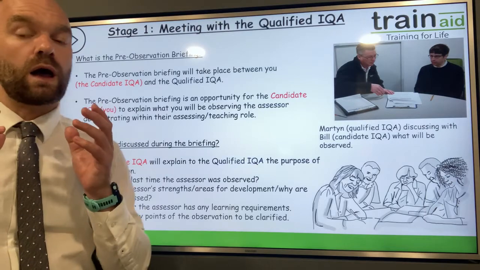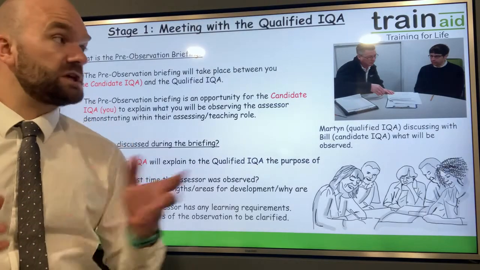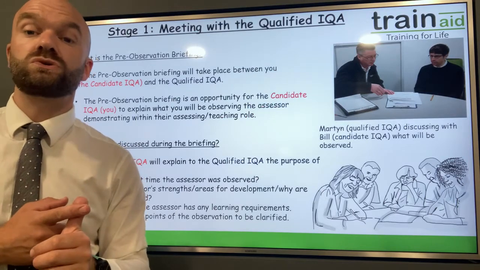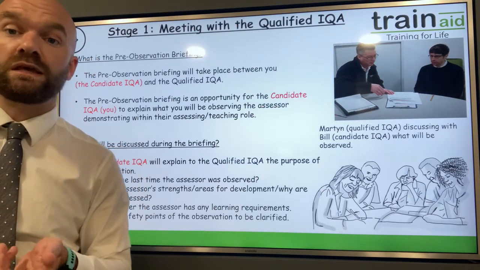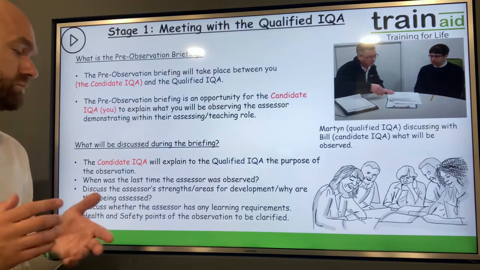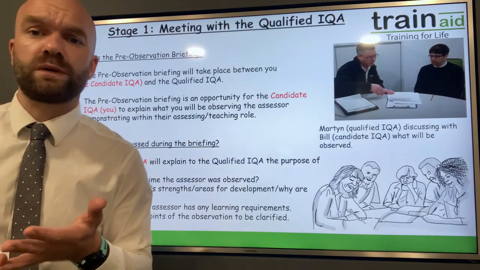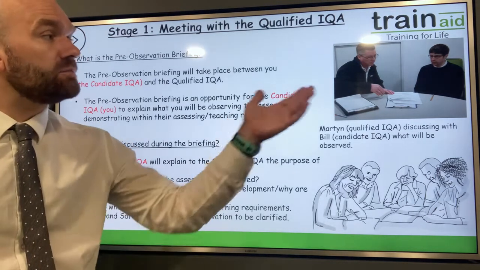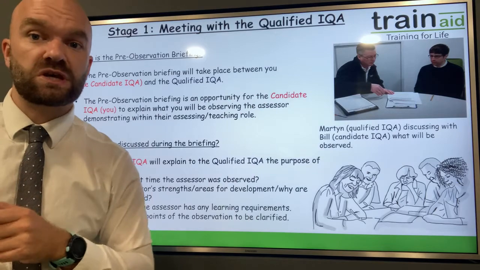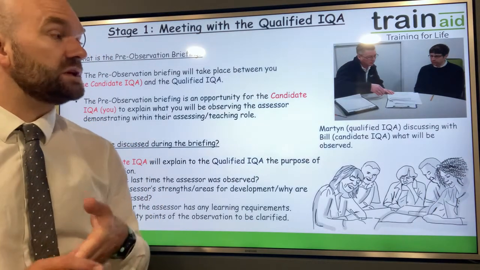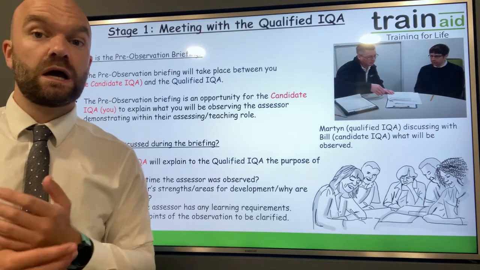You could also mention health and safety points to do with the observation, perhaps any room bookings as well, how long the observation is going to last for, and also perhaps when the results are going to be provided to the assessor as well. So there's a lot of information that you can give to the qualified assessor. If there's any arrangements that need to be considered as well to the environment, perhaps any resources as well.